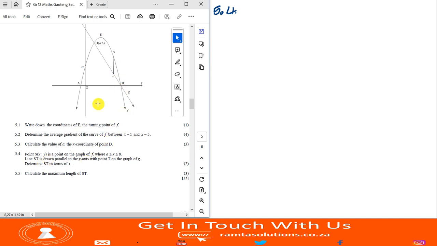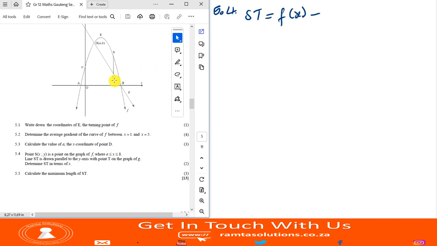Did you hear that? It's drawn parallel to the y-axis on the graph of g. Can you see that? Okay, I see that. Determine ST in terms of x. So what we do, we will say ST is basically the distance between these 2 points. Do you know the y value here? For now, you do not know it. You know the graph is f, so rather say it's f of x.